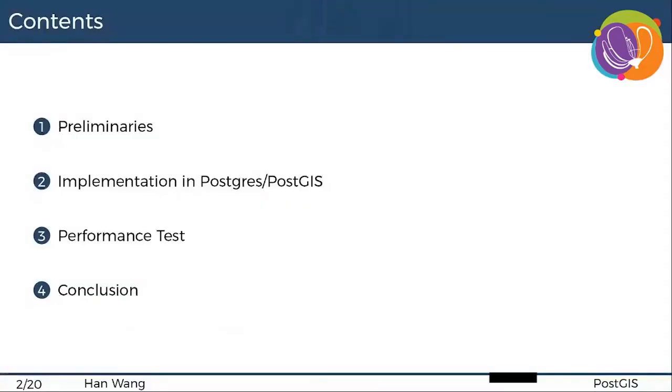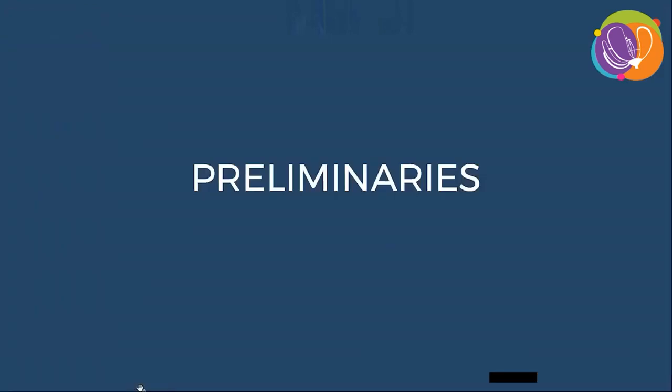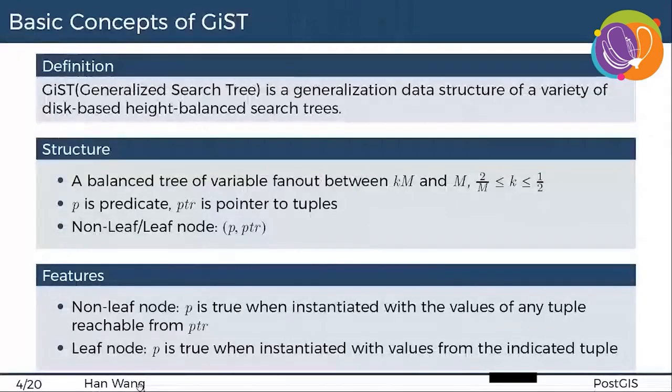The first is preliminaries. Here are the basic concepts of GiST. GiST, also known as Generalized Search Tree, is a generalized data structure of a variety of disk-based height-balanced search trees, and it is essentially a balanced tree of variable fanout between kM and M. Its non-leaf nodes and leaf nodes consist of a predicate p and a pointer ptr to the tuples. In the non-leaf node, p is true when instantiated with the values of any tuple reachable from ptr, and in the leaf node, p is true when instantiated with values from the indicated tuple.